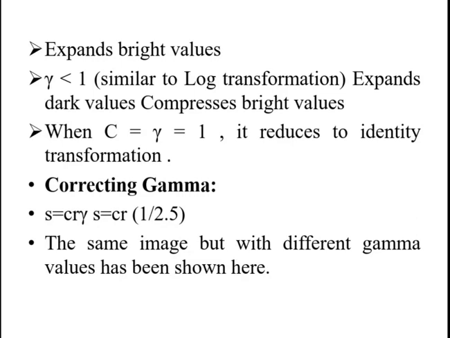Then the following equation shows the correcting gamma: S = C r^gamma, or S = C r raised to 1/2.5. The same image with different gamma values has been shown here. Here the gamma value is 1, or 2.5, or 1/2.5. Gamma correction is important if displaying an image accurately on a computer screen is of concern.